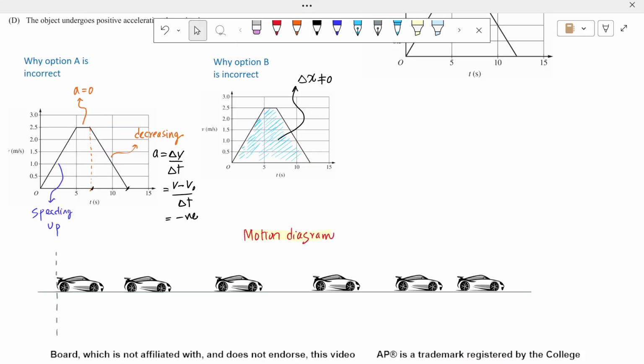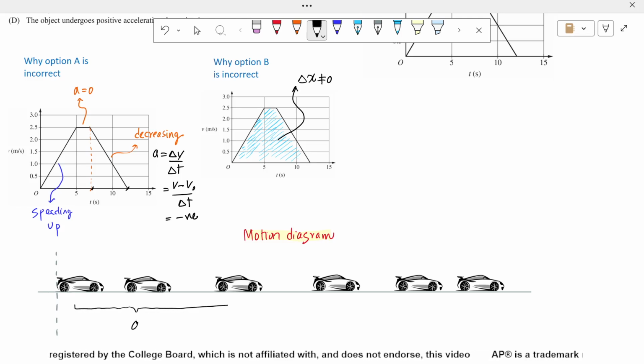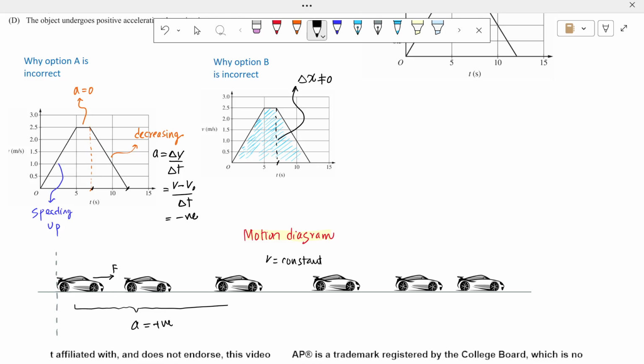So in fact, let me show you the motion diagram of what is actually happening. So you see that from 0 to 5 seconds, the acceleration is positive because the force is exerted in the direction of motion, right? So it is accelerating. But from 5 to this time, what is happening? It is moving with a constant velocity. So at that time, acceleration is 0.